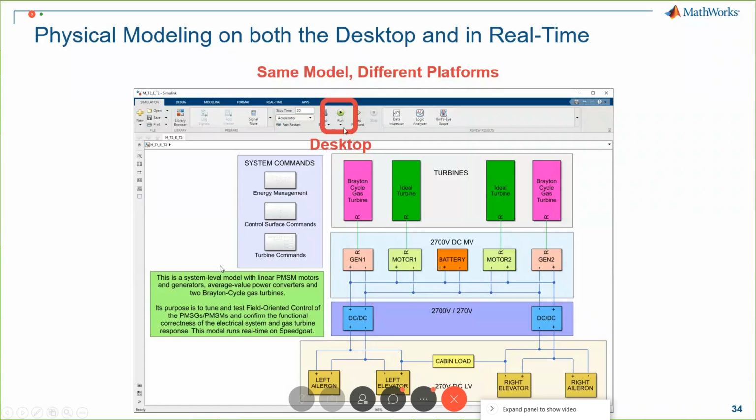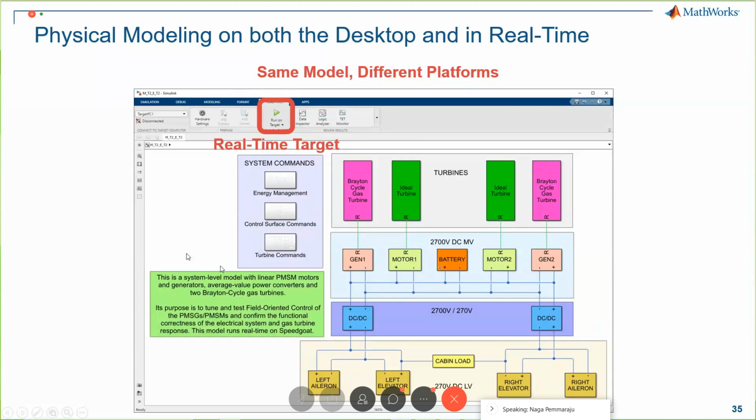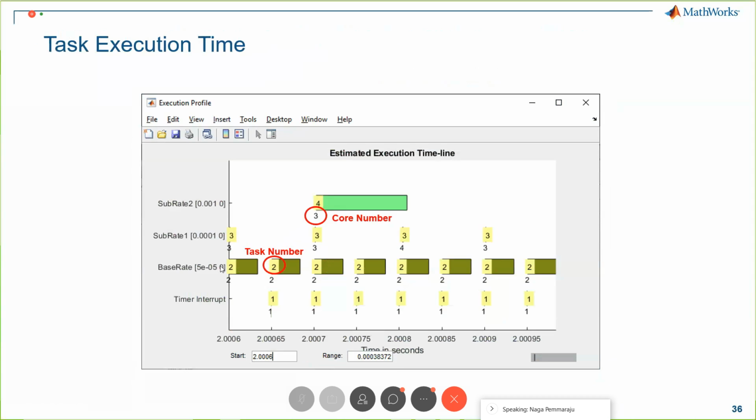So we can perform the desktop simulations as well as the real-time simulation. Again, the same model, we have tested this running on a Speedgoat real-time target machine, and we have identified how my tasks are being executed. In this case, we have the task execution time profiler, and you can see the various tasks at various rates.